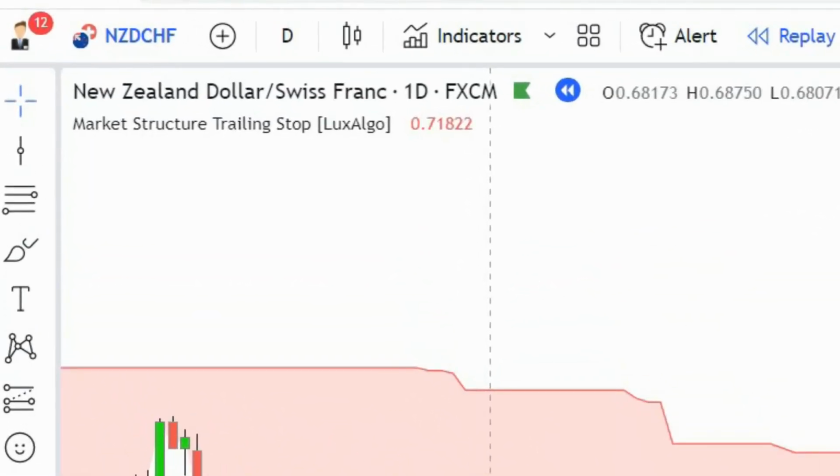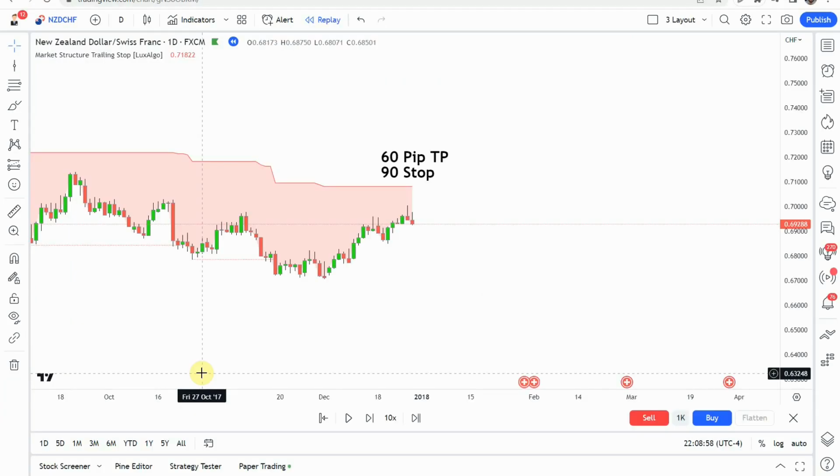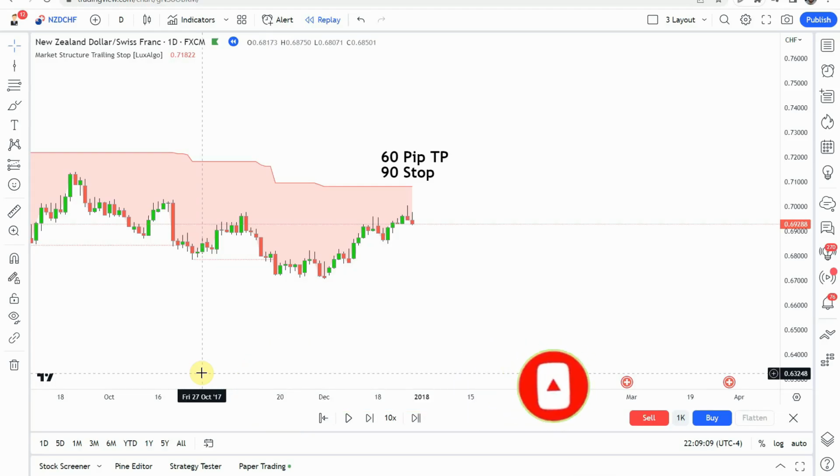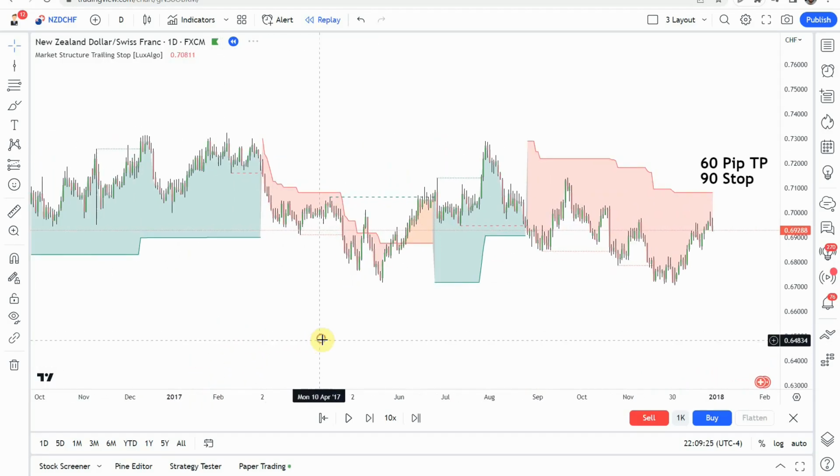Alright, so today we are testing the market structure trailing stop indicator. And so this indicator, as the name implies, is an exit indicator or a stop indicator, however you want to put it. But in my experience, I've found that there's a pretty thin line between an exit indicator and an entry indicator. Normally, they work really close hand in hand together. And so you can see the indicator here on screen.